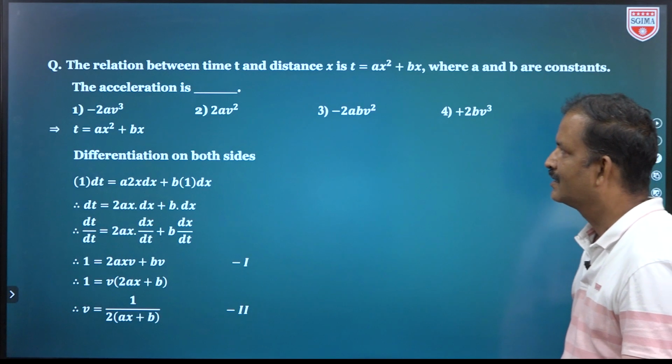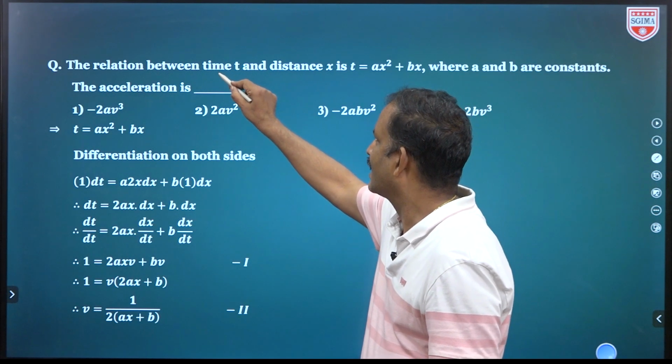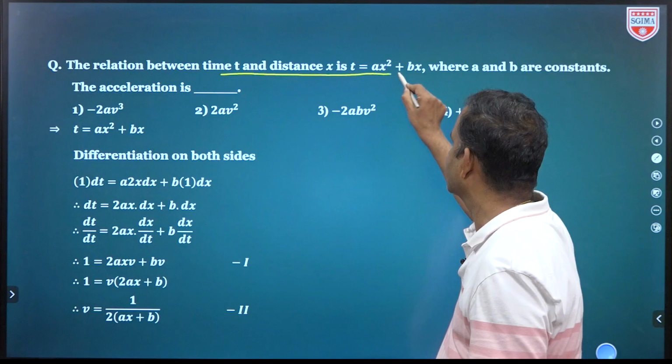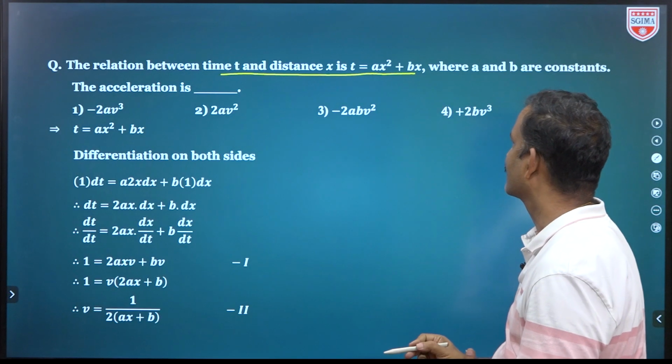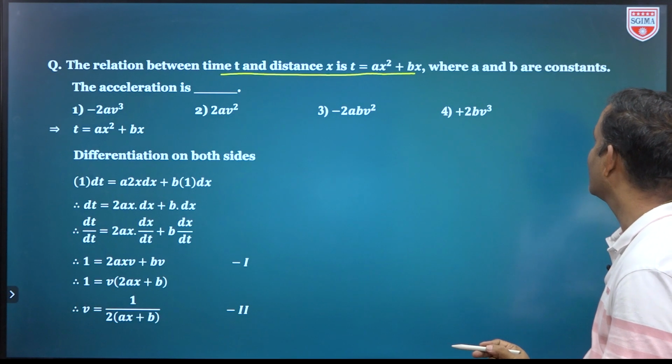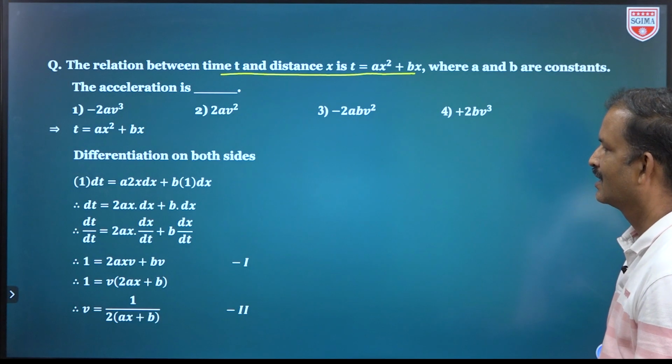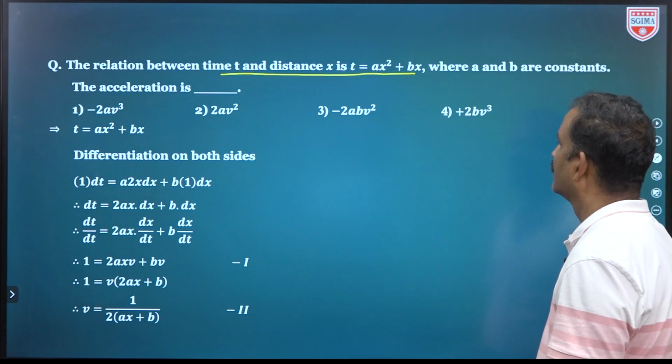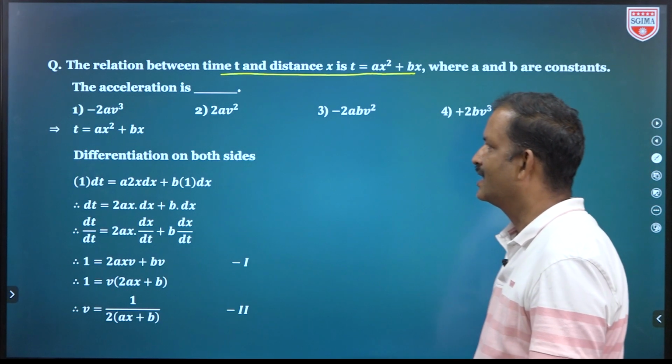One more relation. The relation between time t and distance x is t equal to ax square plus bx, where a and b are constants. This is given in the 2025 NEET problem. The acceleration is?